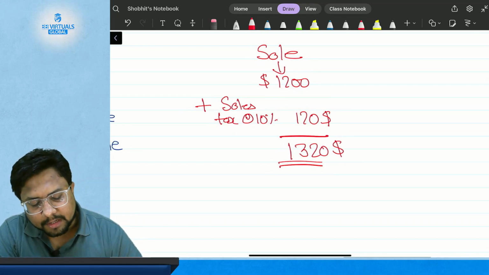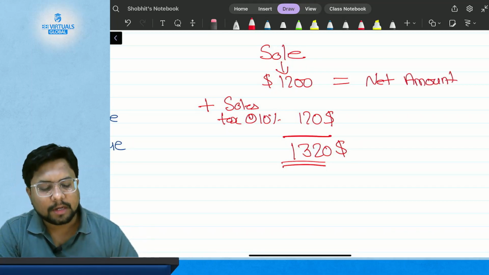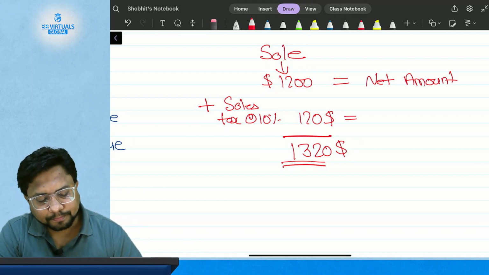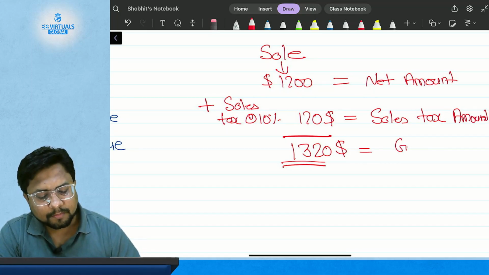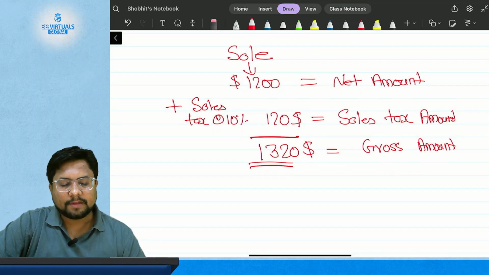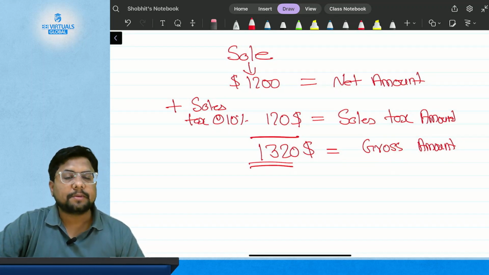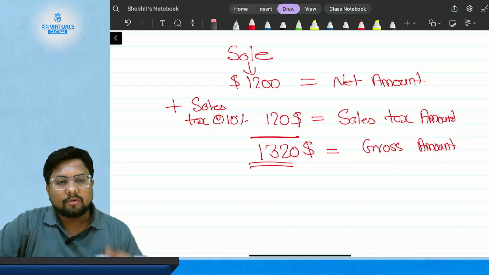Now this is again the net amount. This is your sales tax amount, and this is your gross amount. Okay, so you now have the selling price of $1,200 where you are going to charge 10% sales tax, and there is the gross amount which you need to take from the customer.